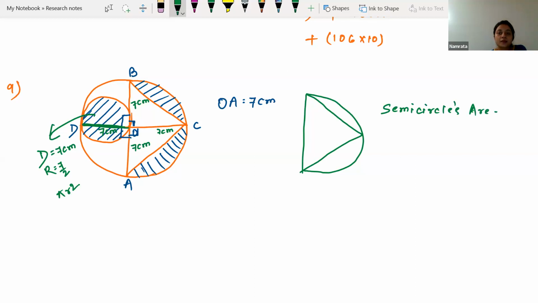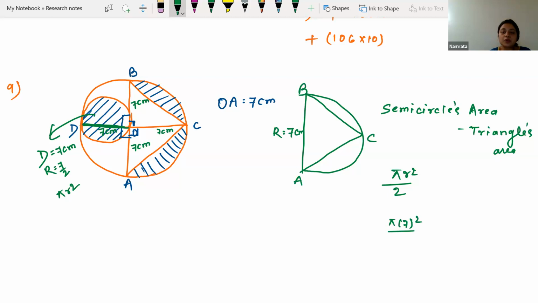Triangle plus the shaded segment. So the semicircle's area will be pi r square over 2. The radius of this semicircle, this B, A, C, we already know is 7 centimeter, right? So that will be pi times 7 square by 2, minus we have to do the subtraction of the triangle's area. So the triangle area formula is 1/2 times base times height, right?